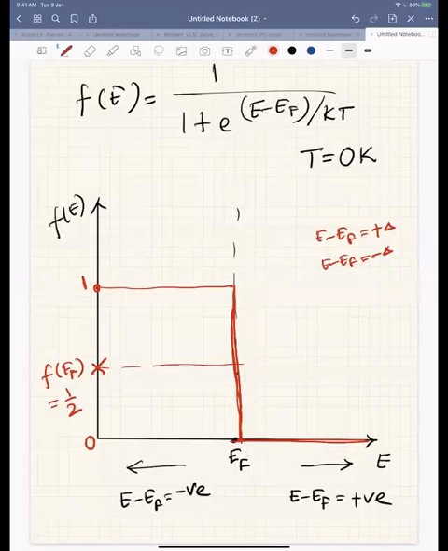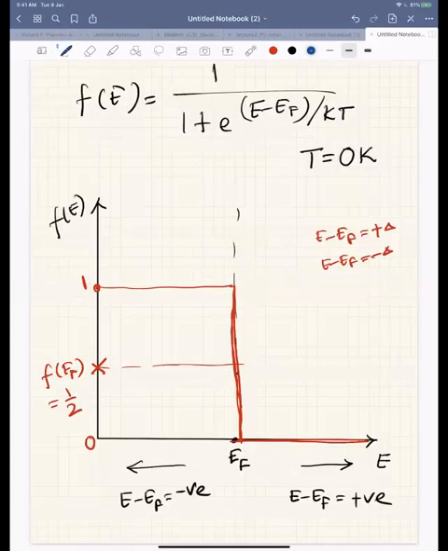So what does it tell? The probability of occupation is 0 if the energy is above the Fermi level, and the probability of occupation is 1, that is 100%, if the energy is below the Fermi level. So Fermi is a reference energy level. Okay, so now if you increase temperature, basically this is at T equal to 0 K.